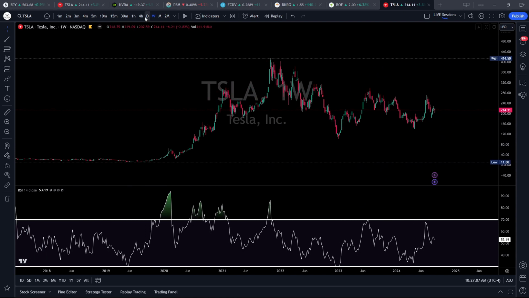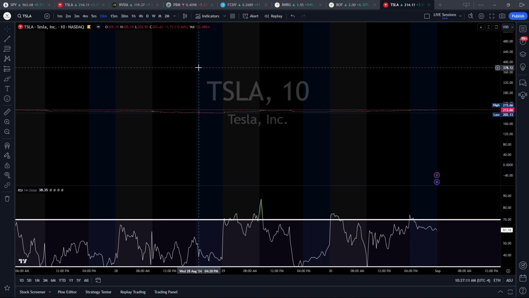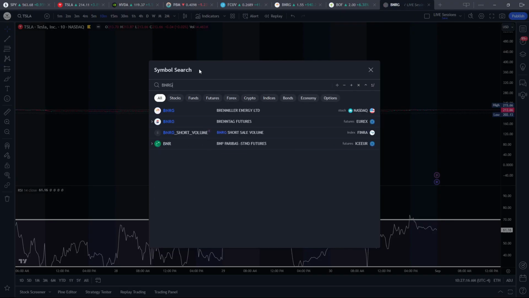So different time frames will give you different information. So switch through the time frames. You can see different information based on the time frame that you're looking at. Let me go back to BNRG.